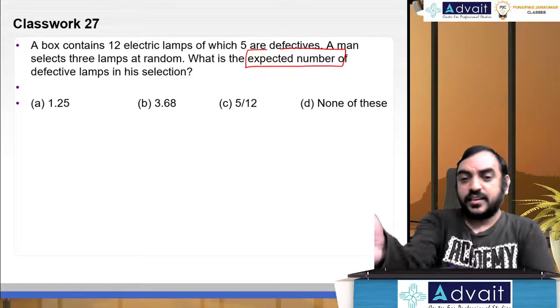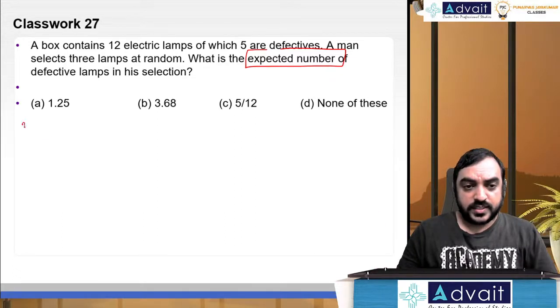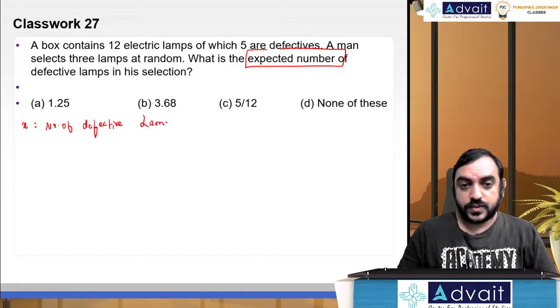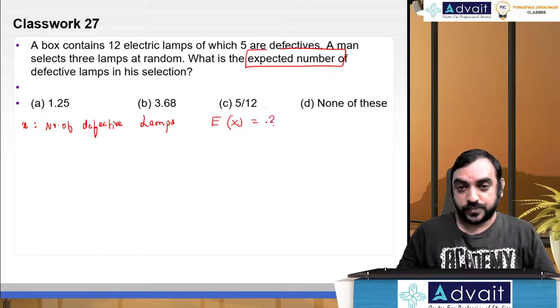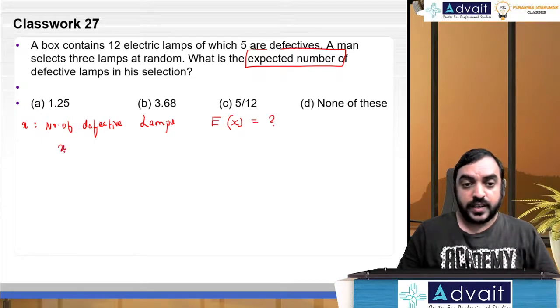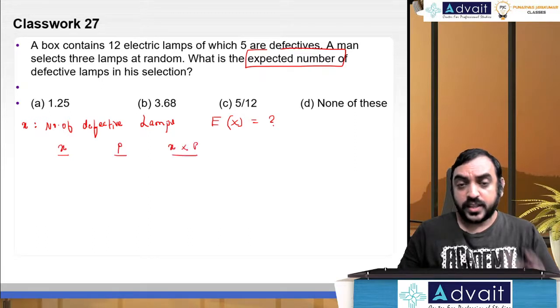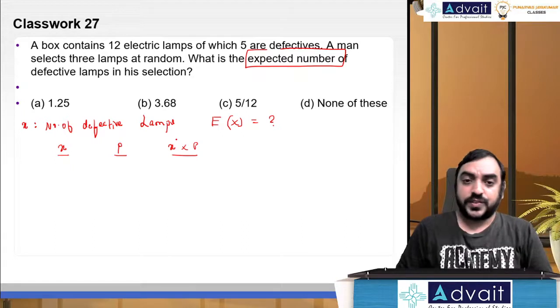Okay, let us solve it. So this is random variable x, which is number of defective lamps. And they are asking expected number. So we have to calculate E of x. Mathematical value of expectation is how much? So how are we going to write? We will have 2 columns. One x column, and then we multiplied by probability, x into p. The total is what? We get E of x.